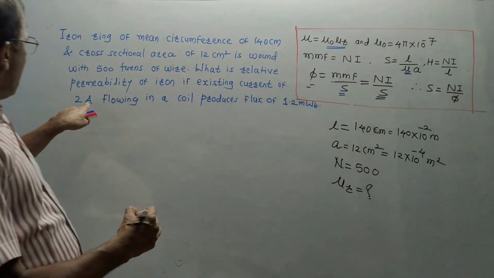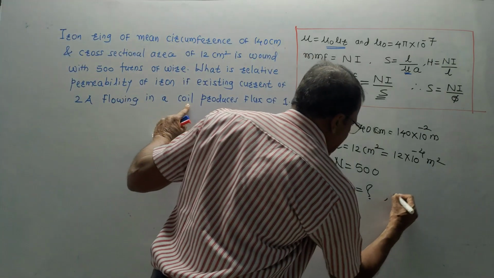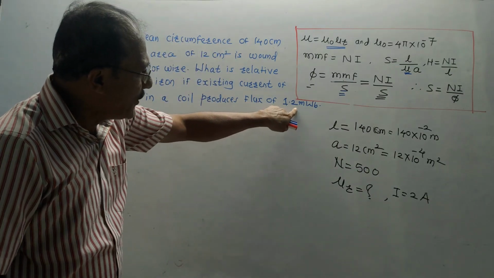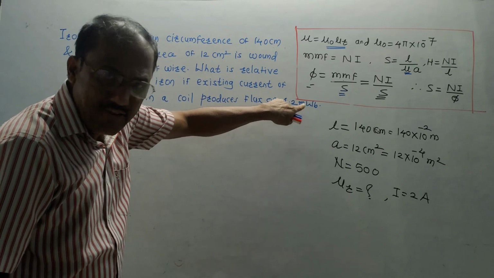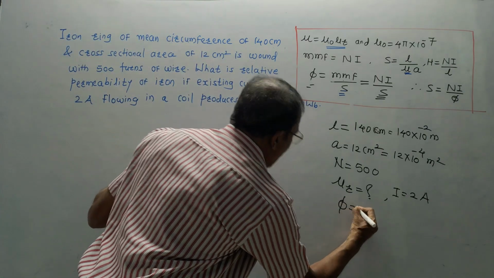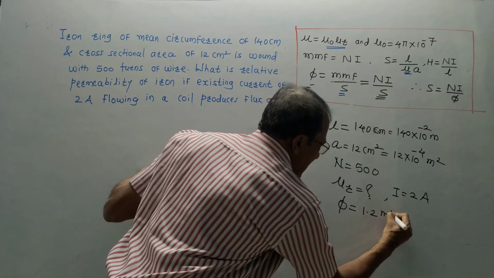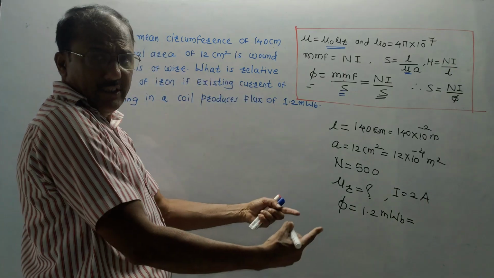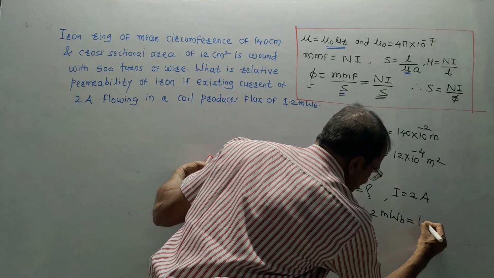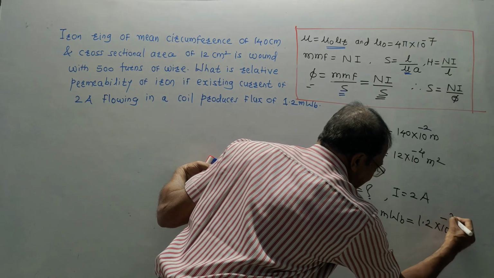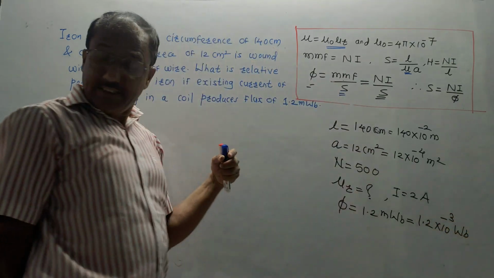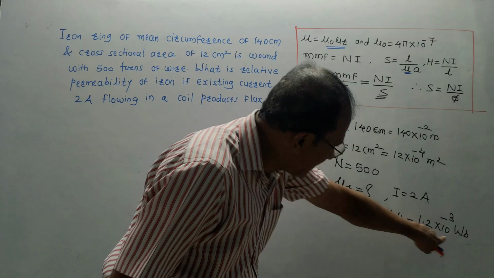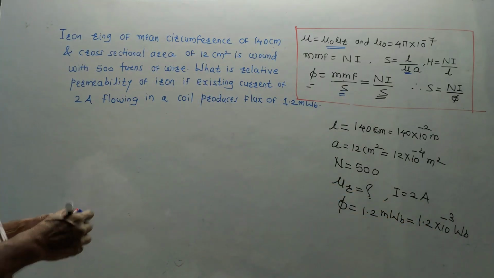If existing current 2 ampere is flowing in the coil, current is given, that is I is equal to 2 amperes. Produces flux of 1.2 milliweber. This small m is milliweber. So flux is denoted by phi, which is 1.2 milliweber. Now, as we discussed in first numerical, express all the quantities in terms of SI units. So I need to write this as 1.2 into 10 raised to minus 3 Webers. We know the basic formula, 1 milliweber is equal to 10 raised to minus 3 Webers. So I have expressed the quantity in terms of SI unit, that is Webers.